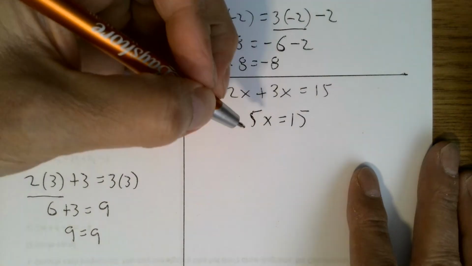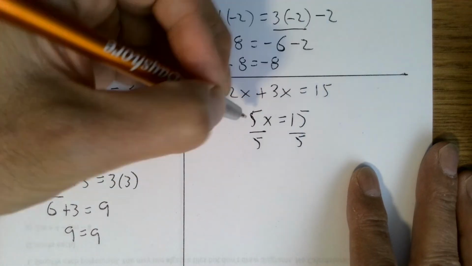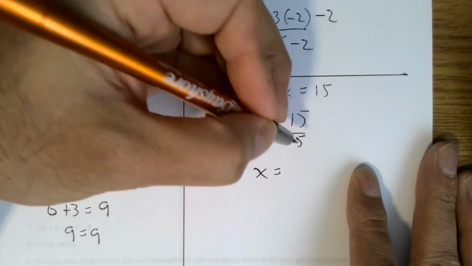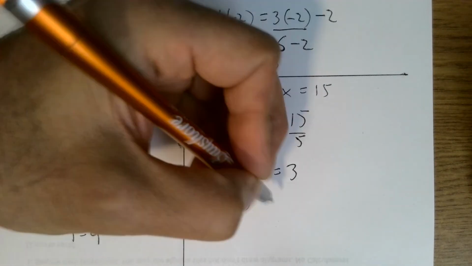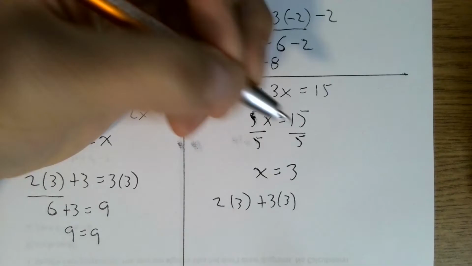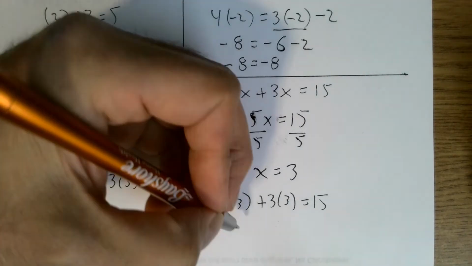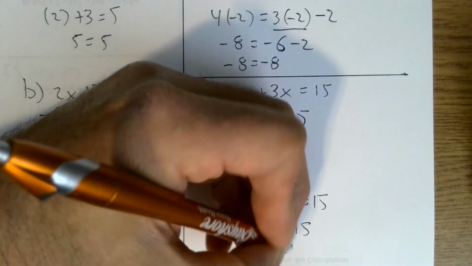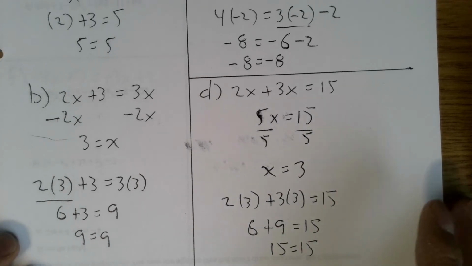And now we've got 5 times x where we want 1 times x. So I'll divide both sides by 5. 5 divided by 5 is 1, so I've got 1 times x is just x. 15 divided by 5 is 3. And let's make sure that works. 2 times 3 plus 3 times 3 equals 15. I'm going to do all of the multiplying here. So I'm left with 6 plus 9 equals 15. 15 equals 15. So when x equals 3, our equation is true. And we got some lovely left-handed smudges there. Oh well, life is a lefty.